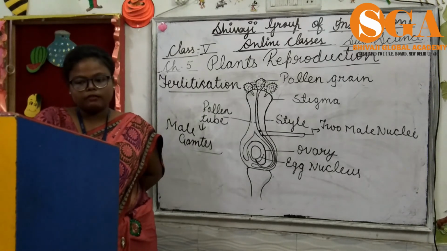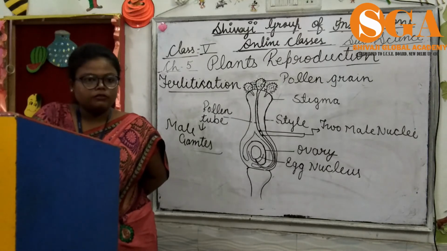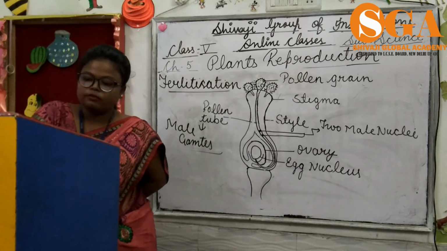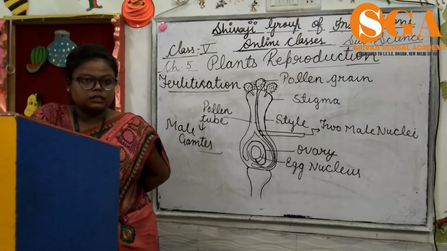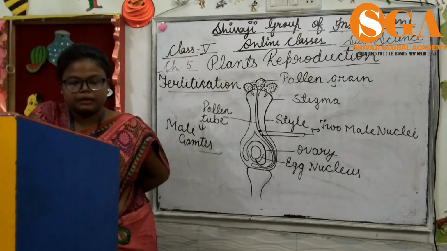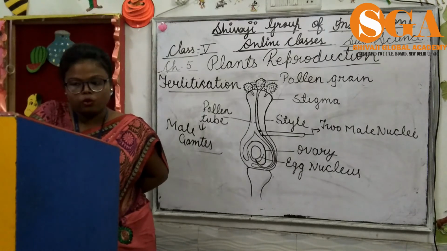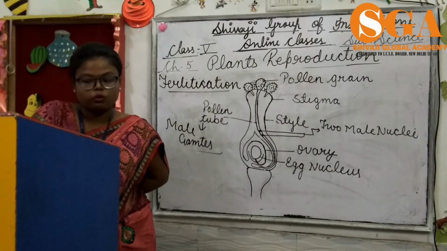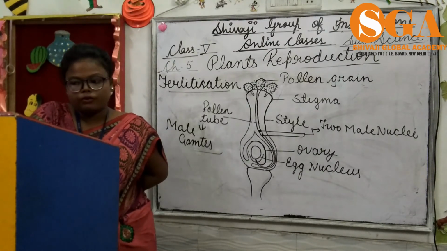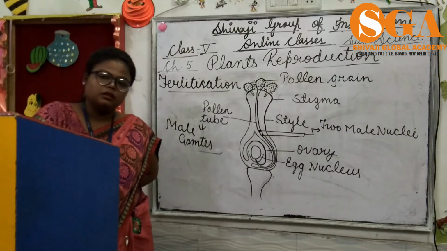I repeat this again, formation of seeds. After fertilization, there are some changes in the flower, like the flower loses its bright color, the petals, sepals, stamens fall off, the ovary increases in size and becomes a fruit, the ovary wall becomes the fruit wall. Inside the ovary, ovules develop into the seeds.